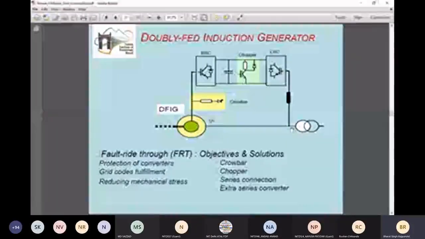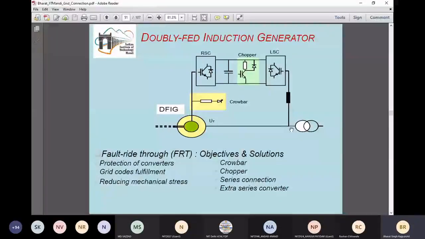But what will happen to the overall DFIG? The overall DFIG is now converted into a squirrel cage induction generator where the rotor is short circuited. The power electronic converters, RSC and LSC, are now not in the loop, and hence the system becomes a simple squirrel cage induction generator. So that's why this scheme is also known as short-term interruption, as we have discussed during the fault ride through capability of the DFIG or the wind turbine. A short-term interruption is possible. This is what is known as short-term interruption, where the DFIG is now working as a squirrel cage induction generator.